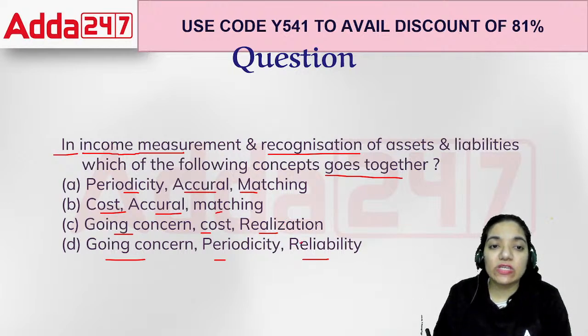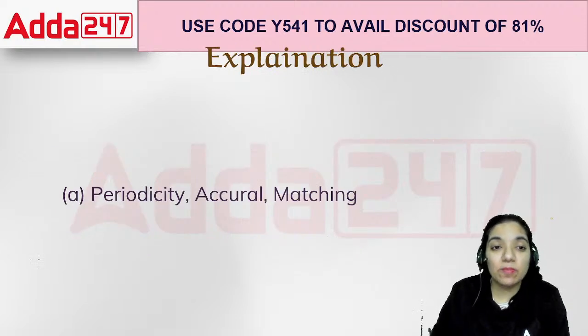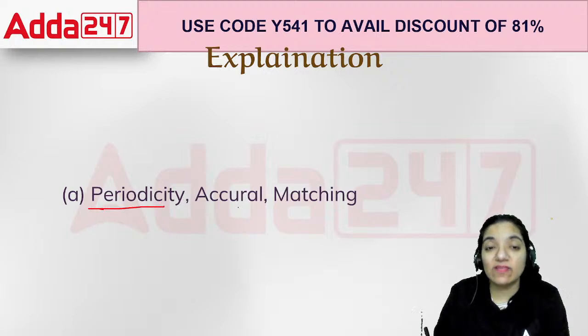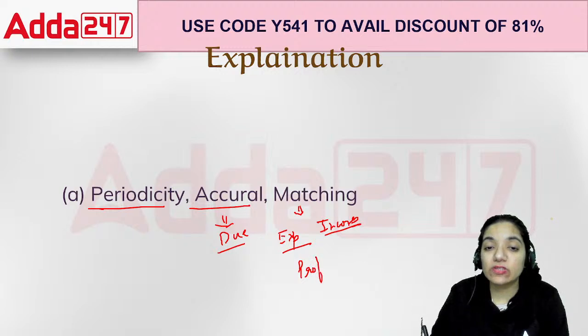When we're talking about income measurement, we measure the income as per the year that we are talking about. Then we recognize the assets and liabilities which are there in the organization at the current period, right? So the correct answer is periodicity, that is the period point. Then we have the accrual. Accrual means even if things are due, you should note it down. And the matching concept says expenses and incomes should relate to this particular year, and based upon this we record our profit or our losses.